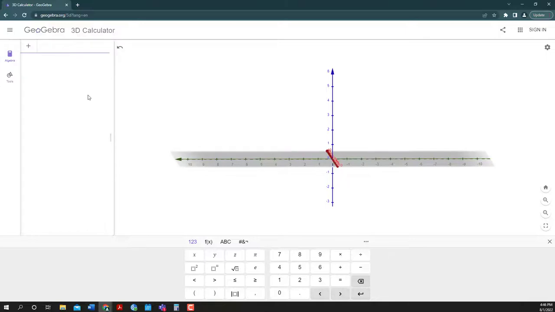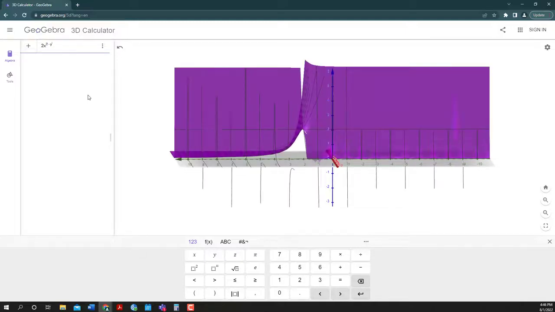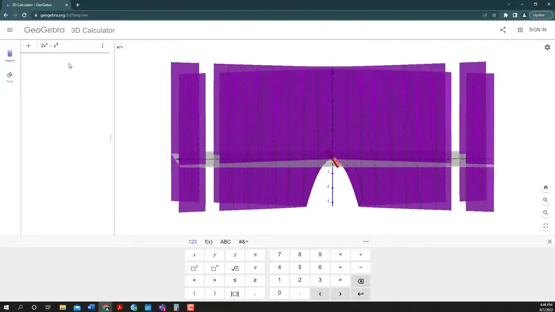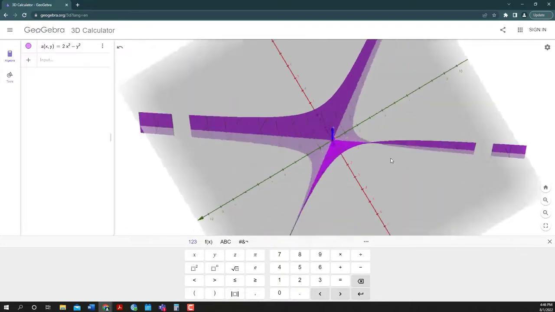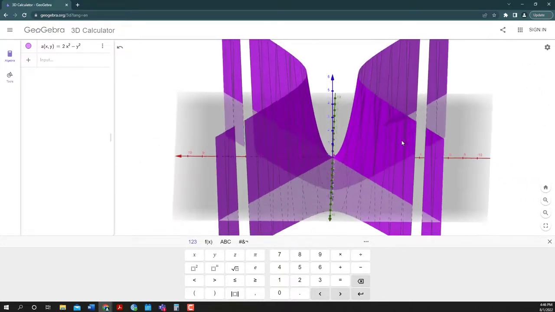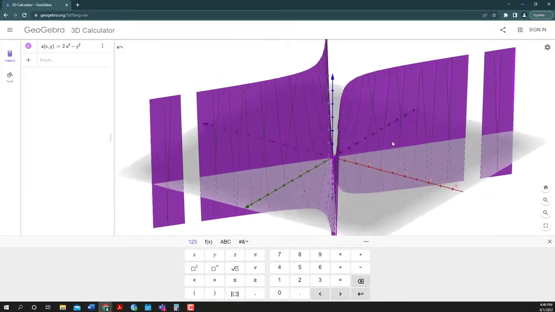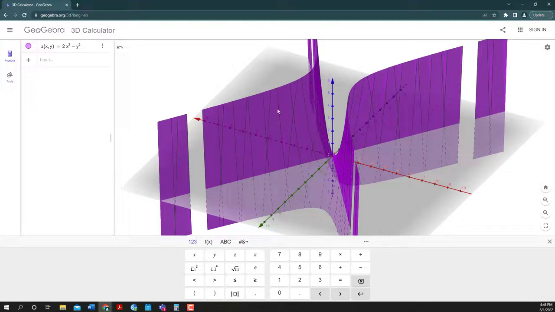One other one that your book looks at is 2x squared minus y squared. And here is what that plot looks like. Again, at first when you put this in, it doesn't necessarily look like what your book has, but if we move it around and position it like this, we can start to get a feel for what you see in your textbook.